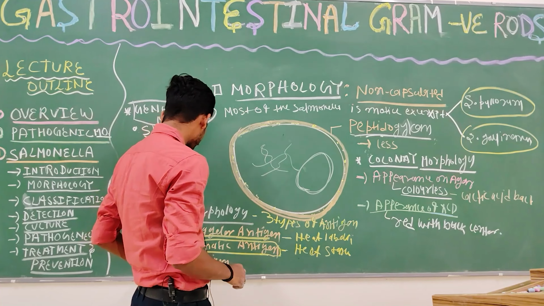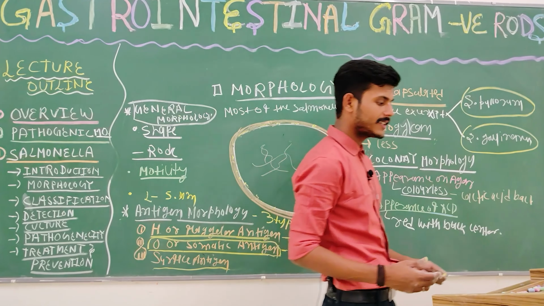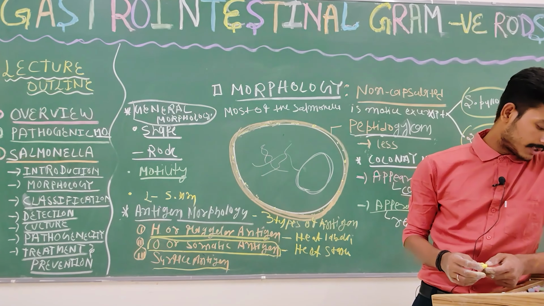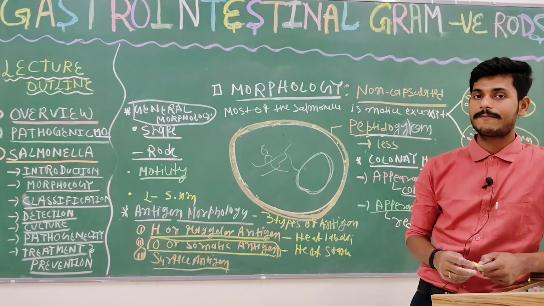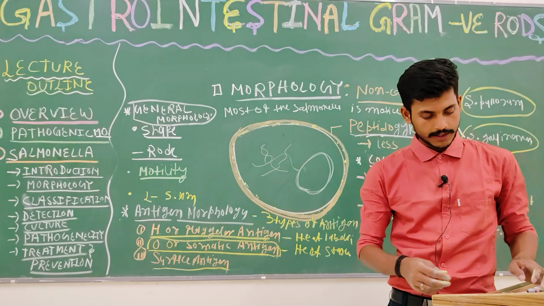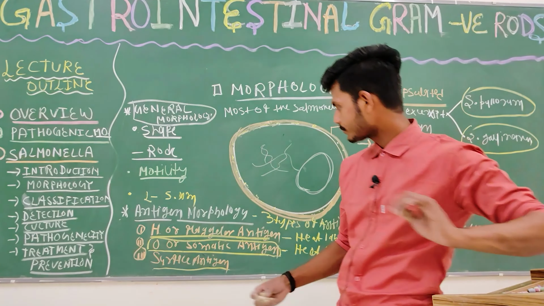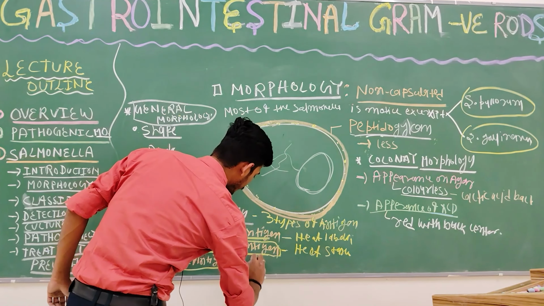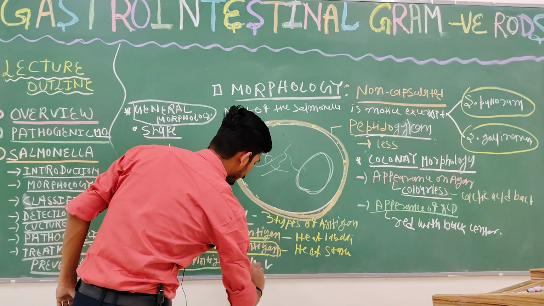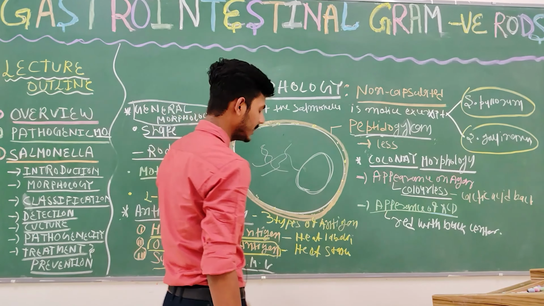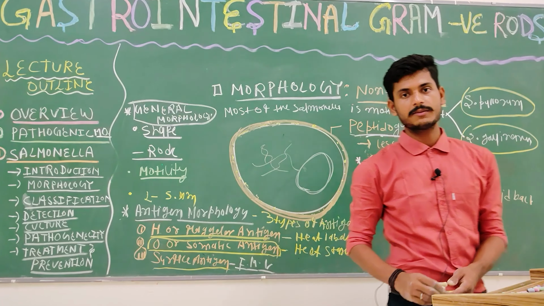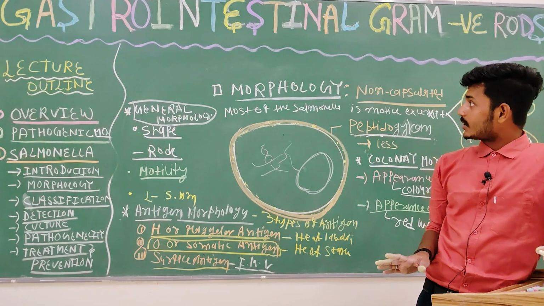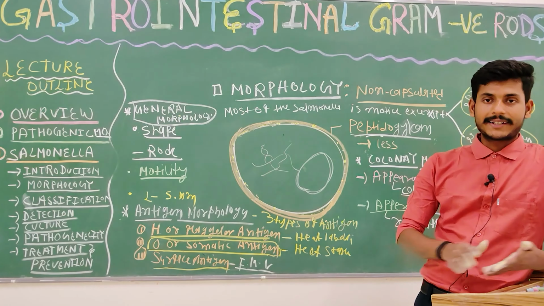Now about the surface antigen, there are three surface antigens. If you want, you can write it down. The surface antigen is of three types: F, M, and V. And all three undergo different kinds of mechanisms to cause a disease. So this is all about the antigenic morphology of the Salmonella bacterium.